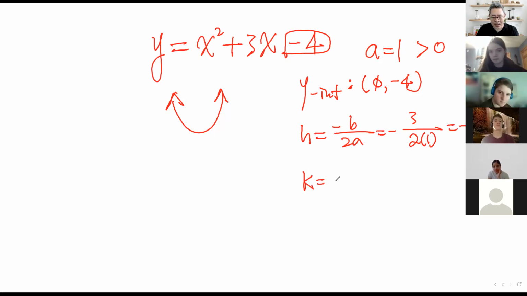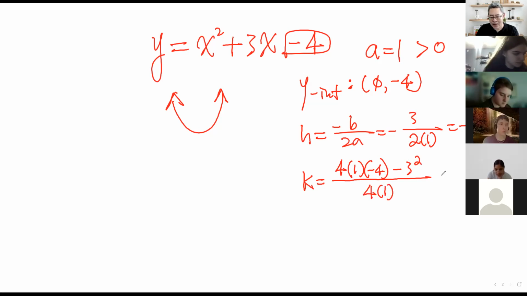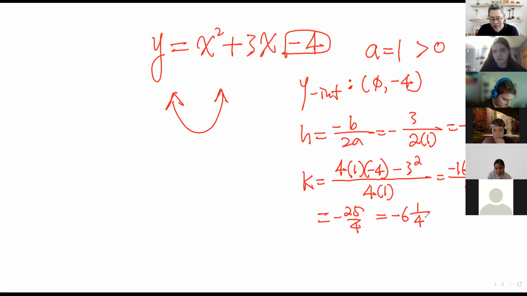And our k is 4ac minus b squared over 4a. 4, a is 1, c is negative 4, and minus b squared, which is 3 squared, over 4a, 1. So we got negative 16 minus 9 over 4, and it's negative 25 over 4. Now, this is basically negative 6 and 1/4. Okay, so basically 6.25. So now we know the vertex point.